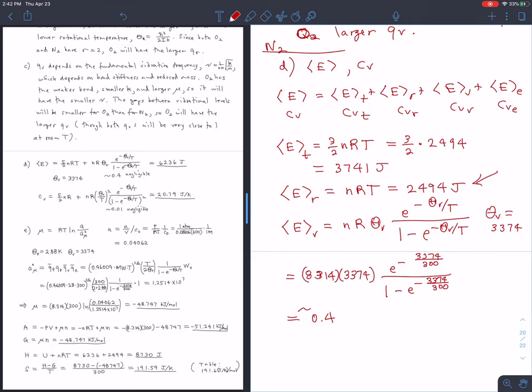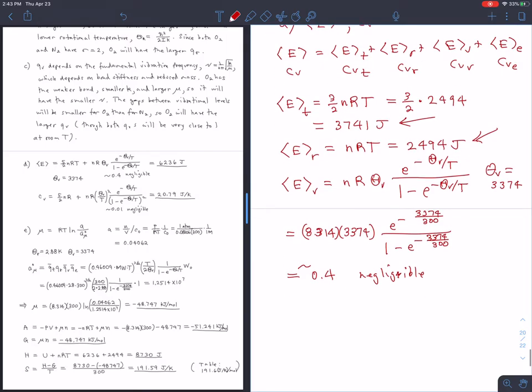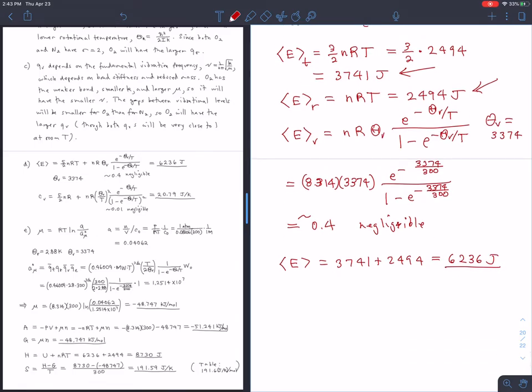And that's compared to these thousands values for the translations and rotations, so it's negligible, as you would expect for a really strong bond with relatively light atoms like nitrogen has. So that means the total energy is then just the two contributions, translations and rotations, so that's 3741 plus 2494, and that is equal to 6236 joules.